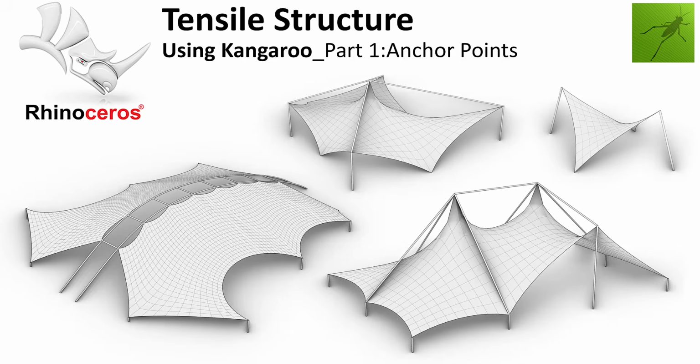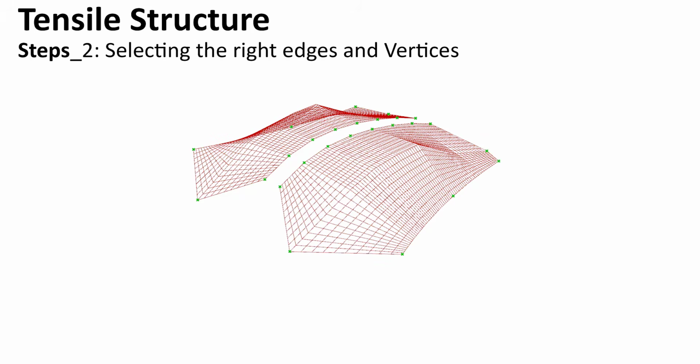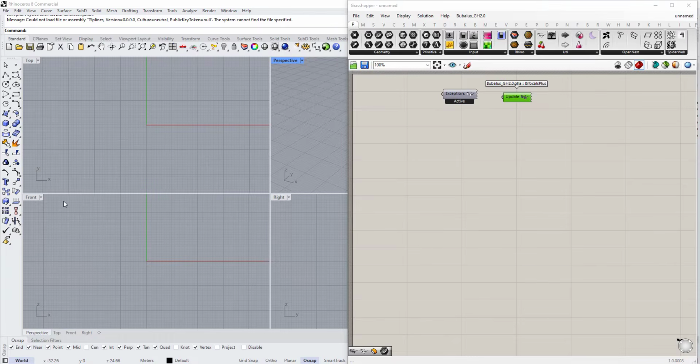So, to model any type of tensile structure, there are three main steps that we always have to go through. Step number one is creating the mesh that we are going to use for the simulation. Step number two is selecting the right vertices and edges that are going to be used in the simulation. Step number three is using the right components from the Kangaroo plugin for the simulation. So, without further ado, let's start.